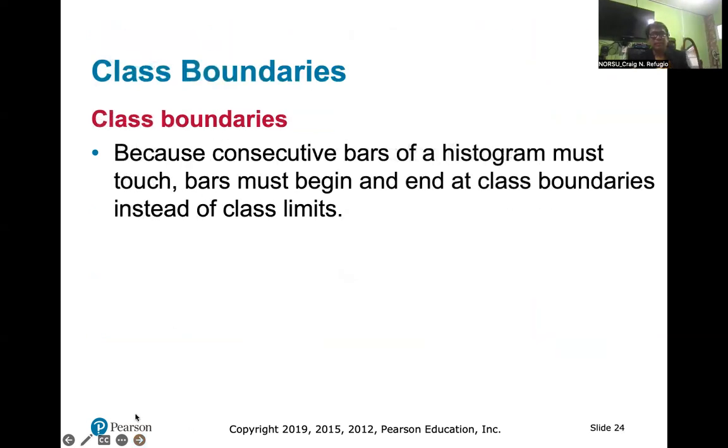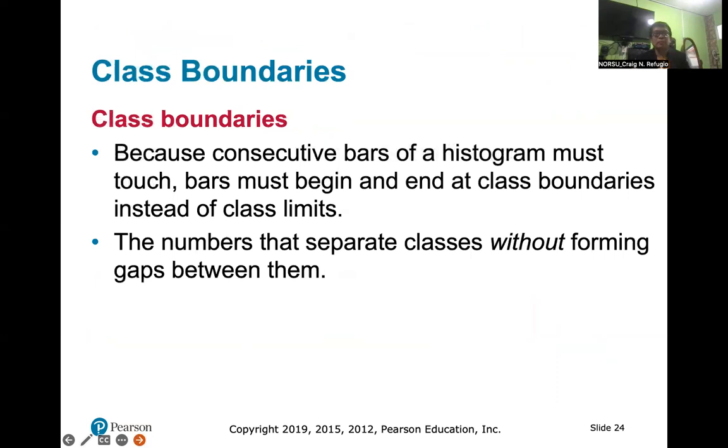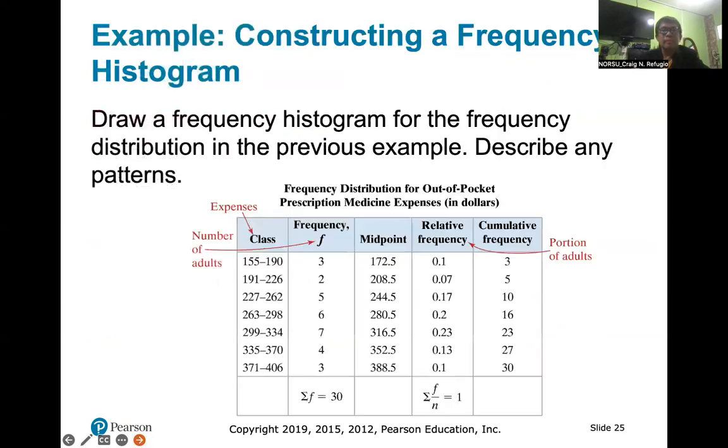Then class boundaries. So how are we going to get the class boundaries? Because consecutive bars of a histogram must touch, bars must begin and end at class boundaries instead of class limits. These are the numbers that separate classes without forming gaps between them. So how are we going to do that?